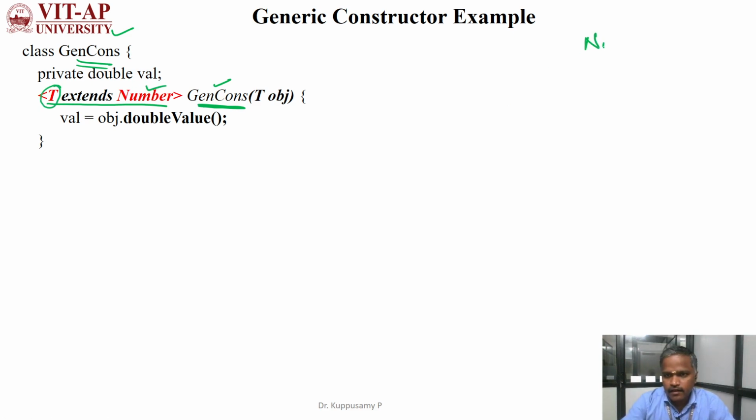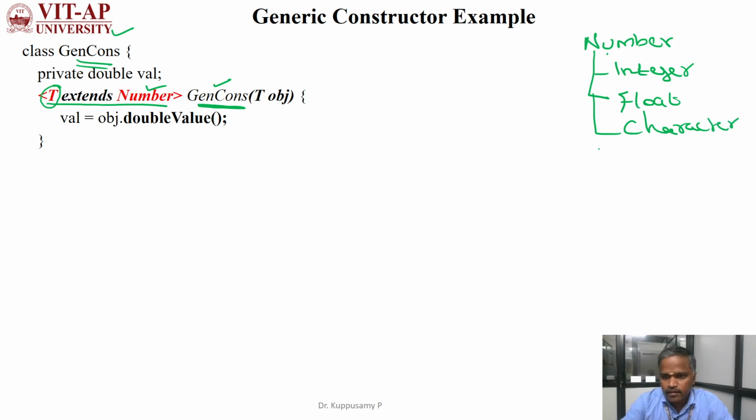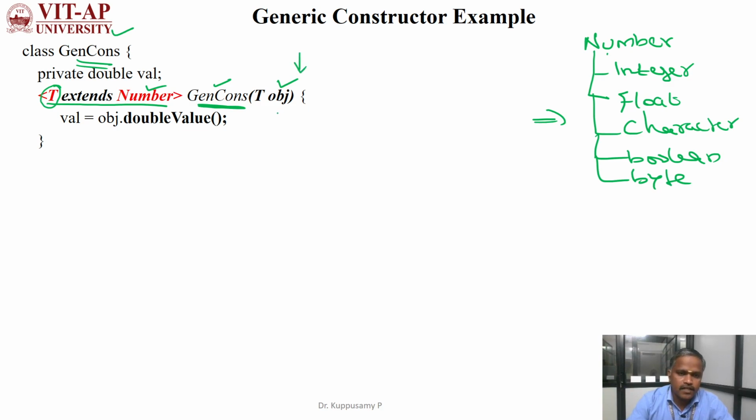What is Number here? Number is the generic class, which has a different hierarchy. One is the Integer class, another is the Float class, and another is the Character class. Then three more are there: Boolean, Byte, and one more. So Boolean, Byte, Character, Integer, these are the data types. Using these data types, here we can use any type variable. So it is carrying any object, any data type object value.